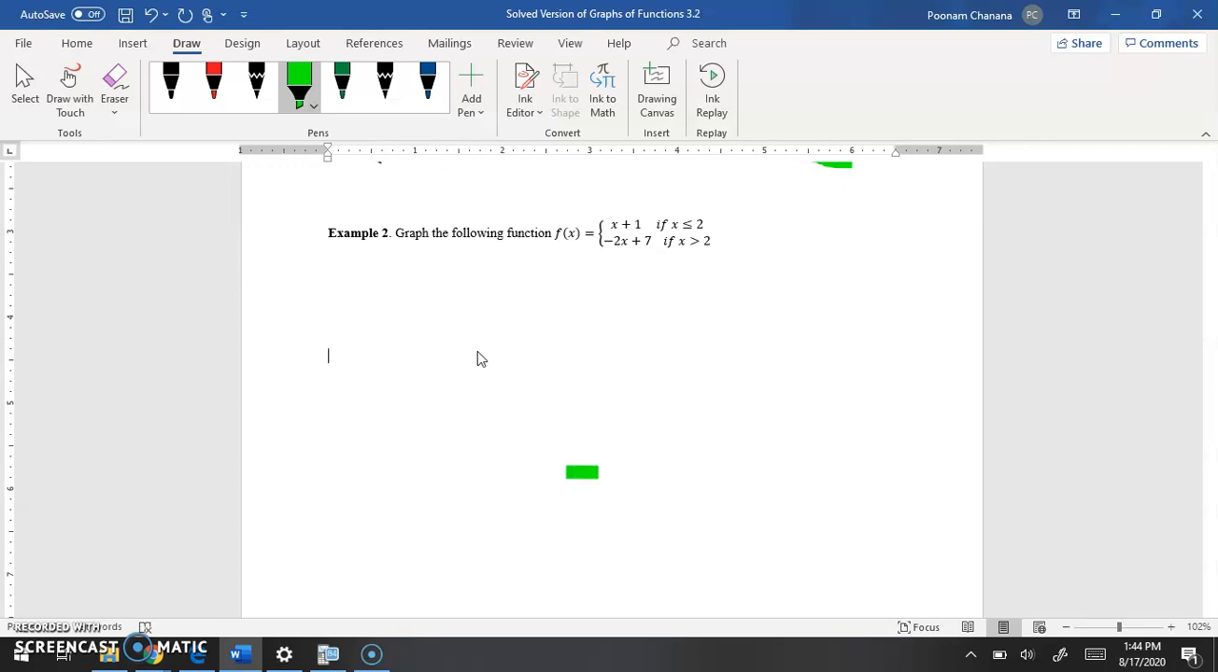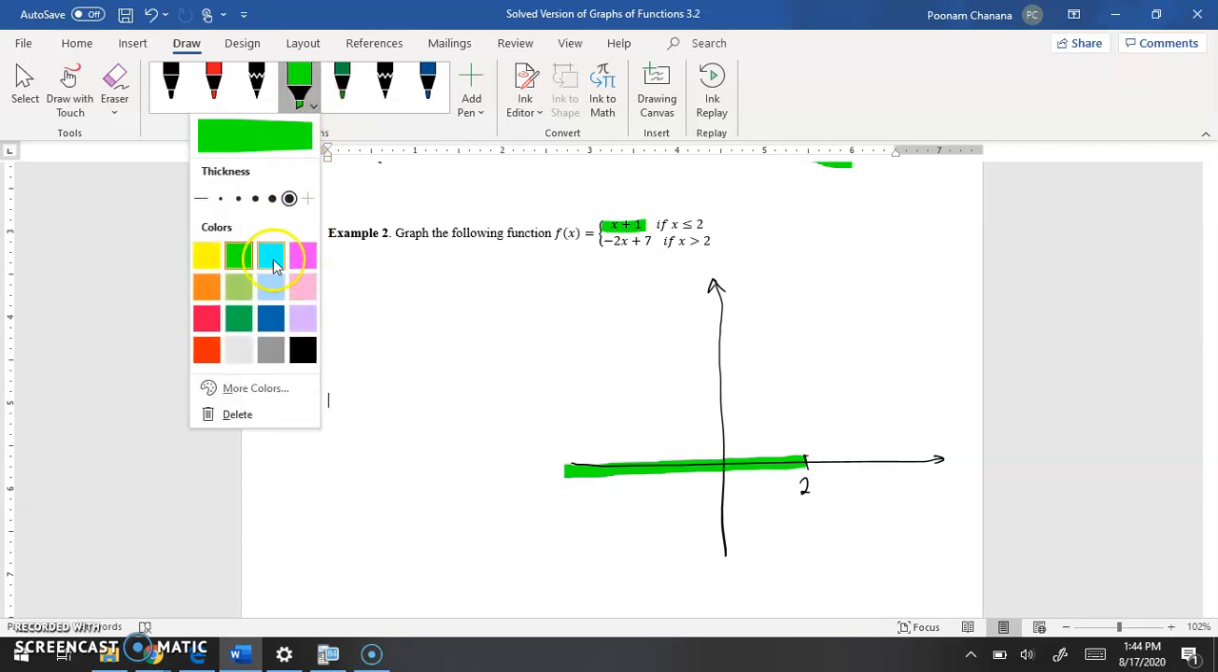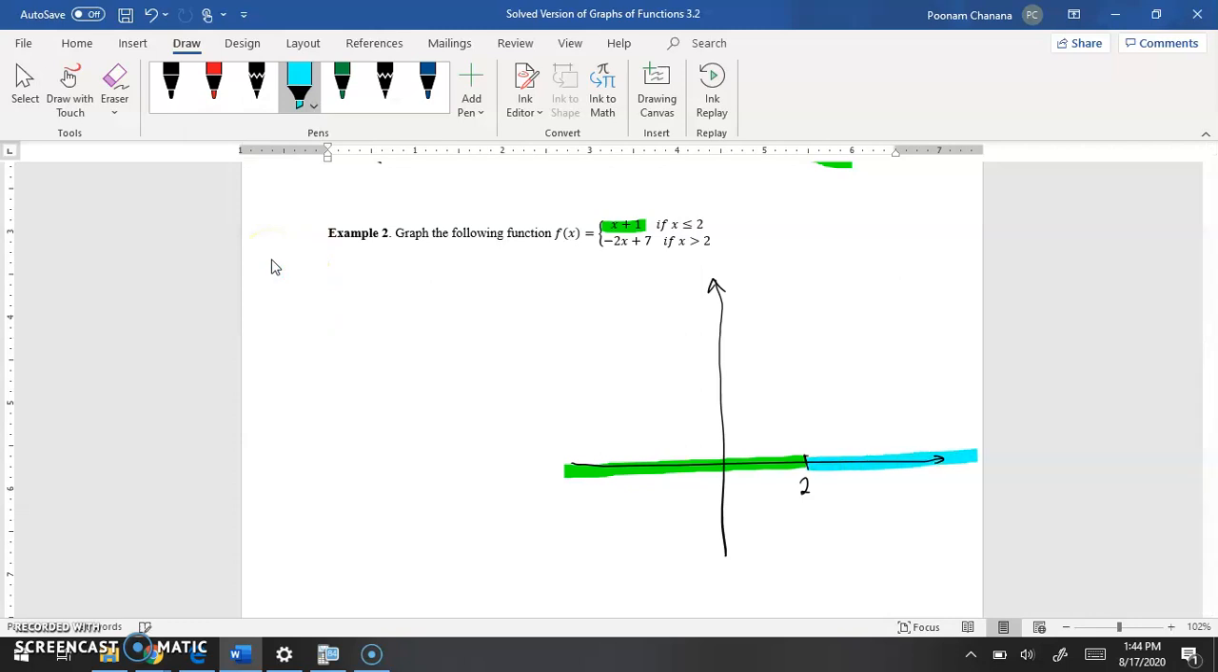That means, say we have the x-axis here, this is our y-axis, there is 2 here somewhere. Before 2 and at 2, the function is defined as x plus 1, and after 2, the function is defined as negative 2x plus 7. So for graphing the function, we have to use different equations for less than or equal to 2 and for more than 2. Let's see how that is.